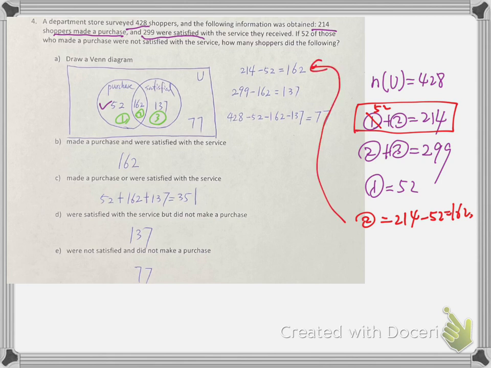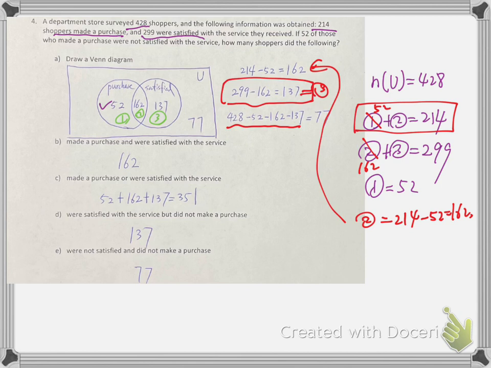Now you got part 2. Part 2 is 162. So use 299 minus 162, and you get part 3. Now what's the complement of 1, 2, 3? You use the total minus these 3 parts. You got 77, right? So now we know these 3 parts and then 77 outside.